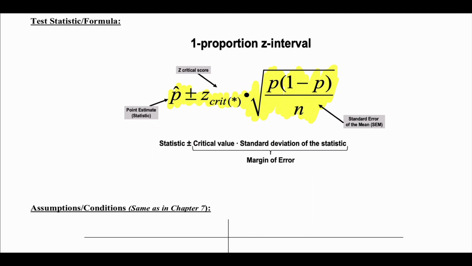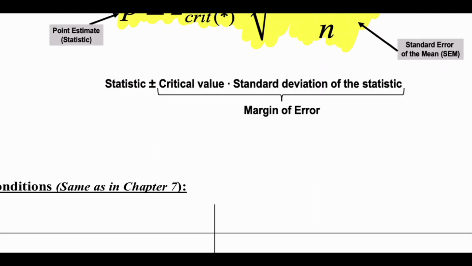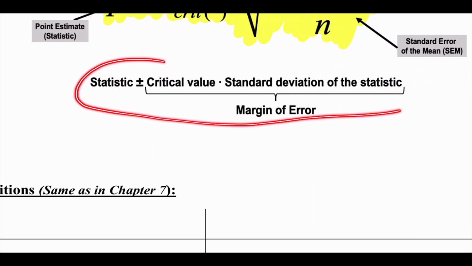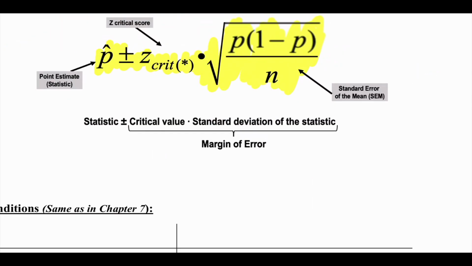1 proportion means I only have 1 sample. I don't have 2 samples. I only got 1 sample. That's why I put 1. It's proportions. We're using Z, and it's an interval. So that's why you have 1 proportion Z interval. Okay? So down here, this just explains the parts of it, right?